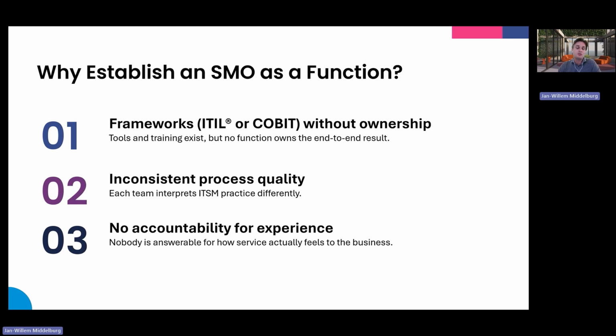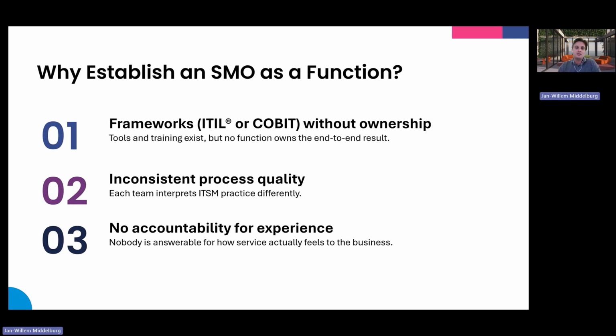And that means that processes like incident management, problem or change might need to collaborate across multiple different vendors and multiple different functions. By establishing an SMO, you can centralize process quality, set metrics and SLAs, and monitor them over time. So it forms a single reporting hub that measures quality of services end to end.